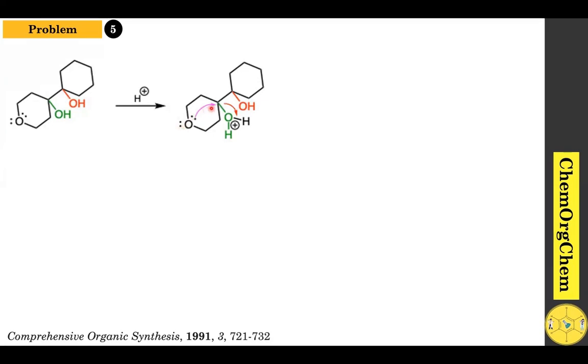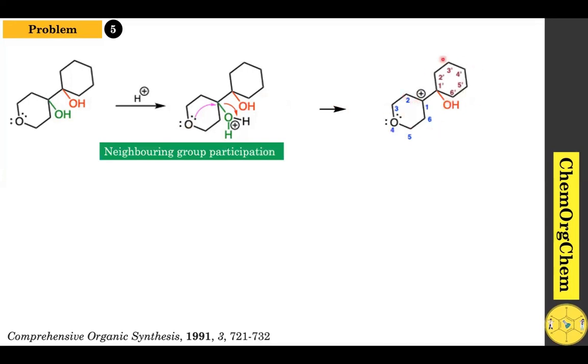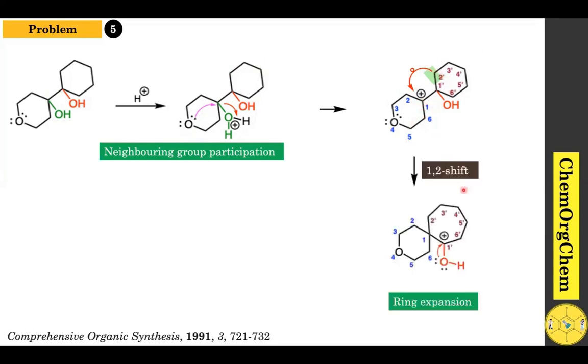Then followed by that, electrons move towards the oxygen, since oxygen is an electronegative element, which leads to generate this new carbocation intermediate. This type of neighboring group participation is not possible in the cyclohexyl system. Once it generates this carbocation intermediate, now that second carbon migrates towards this carbocation center by a 1,2 shift. Again, ring expansion takes place. Here you see the 6-membered ring system expanded into a 7-membered ring system.